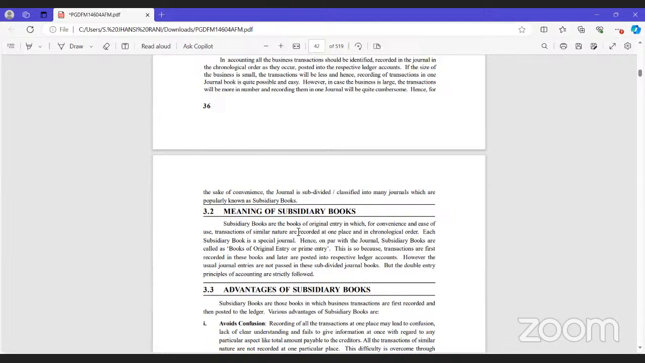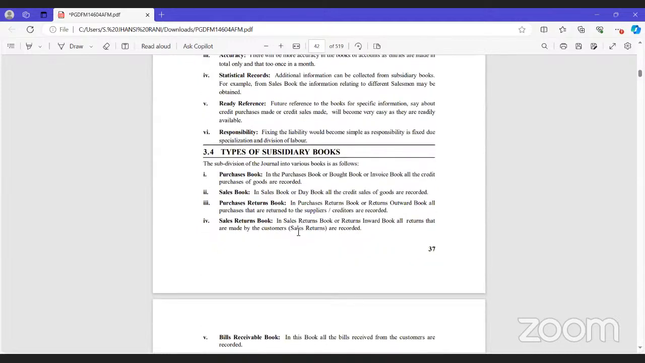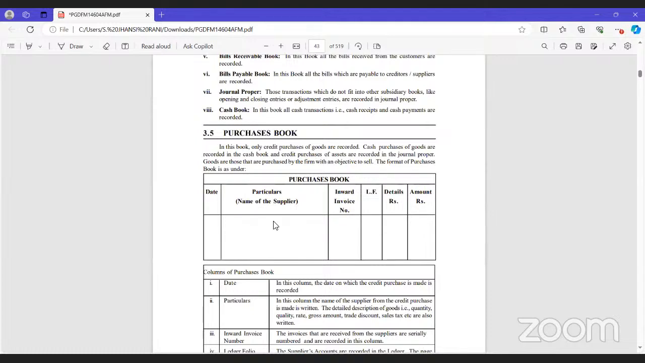One is purchase book, purchase return book, sales book, sales returns book, journal proper, bills receivable, and bills payable. Like this, we prepare 8 subsidiary books.